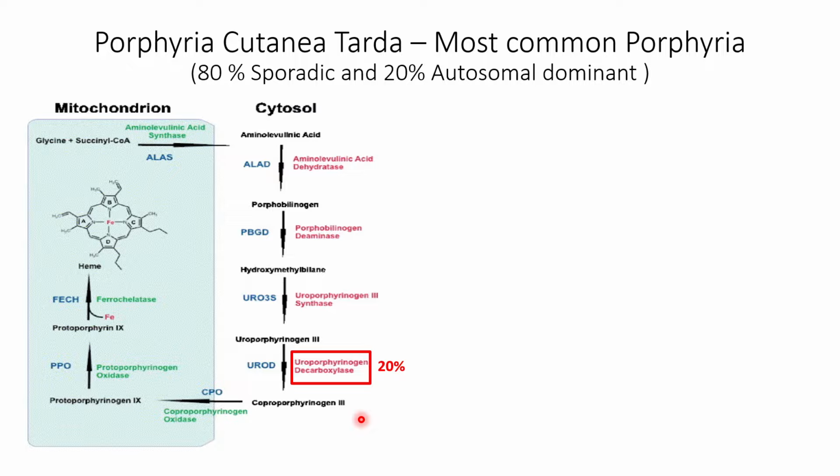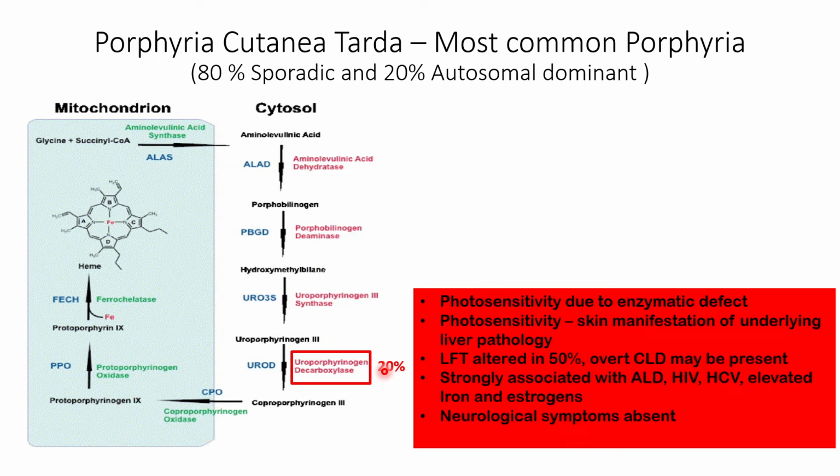Now here again, 20% is seen in case of autosomal dominant. Okay, and 20% activity is sufficient to not cause the disease. Okay, even if the uroporphyrinogen decarboxylase has 20% activity, you will not have Porphyria cutanea tarda. Okay, if the activity goes below 20%, then the symptoms will occur. What are the symptoms? Photosensitivity. Because of this enzymatic defect, this leads to accumulation of uroporphyrinogen, which is ringed porphyrins, uroporphyrins, which are photosensitive.